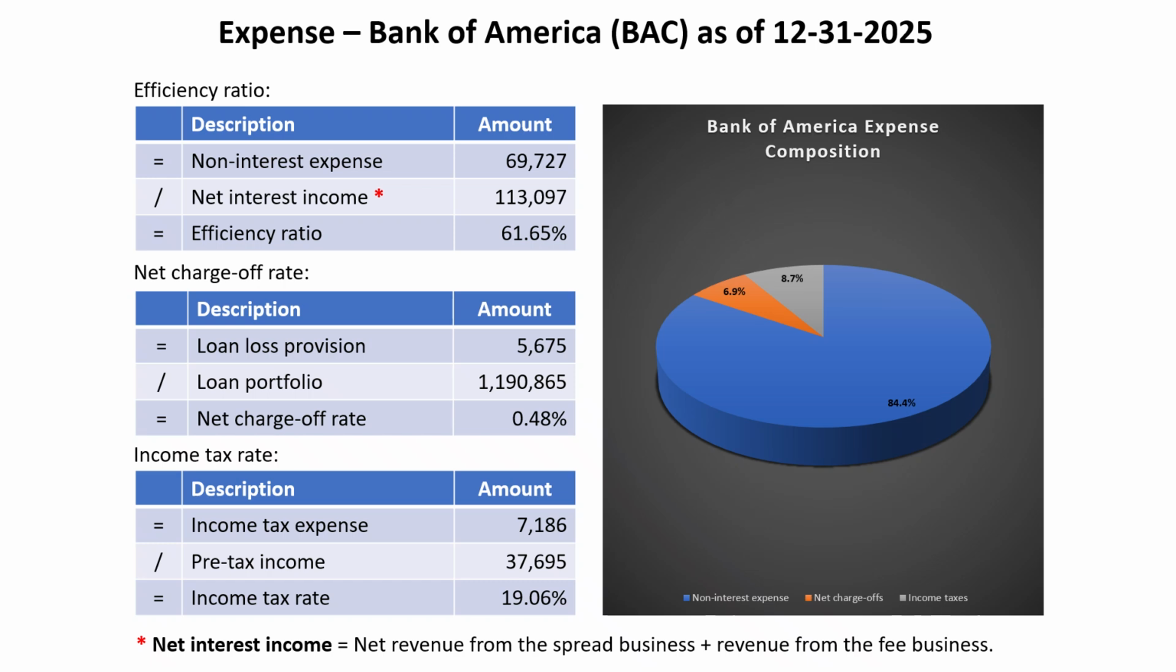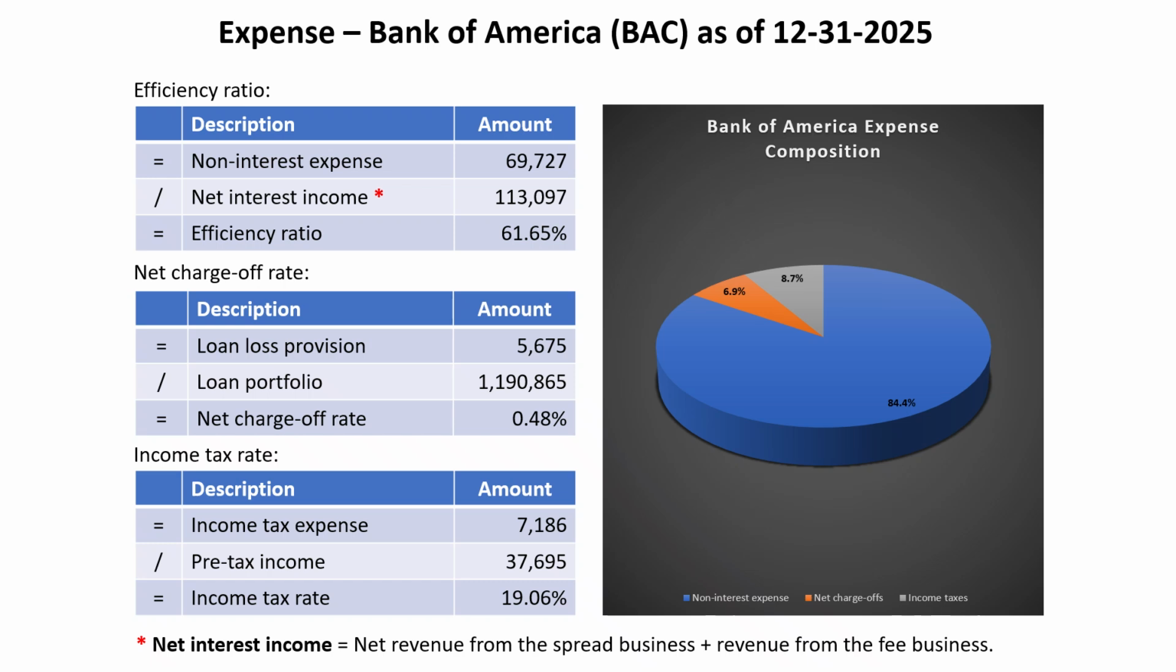Net charge-offs, we do, by looking at the financial statement notes, get an idea of what actual net charge-offs were. But that's going to be a problem as far as creating my financials, because that's not easy to get to. So what I'm going to do is use the loan loss provision as a proxy for my net charge-off rate. If I take my loan loss provision of 5675 and divide that by my loan portfolio of 1190, then I get a net charge-off rate of around 48 basis points.